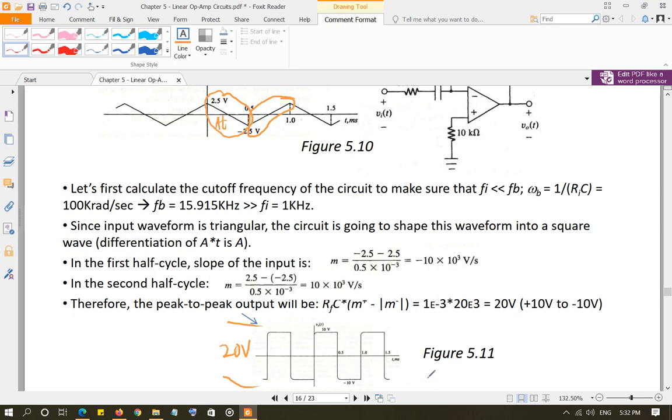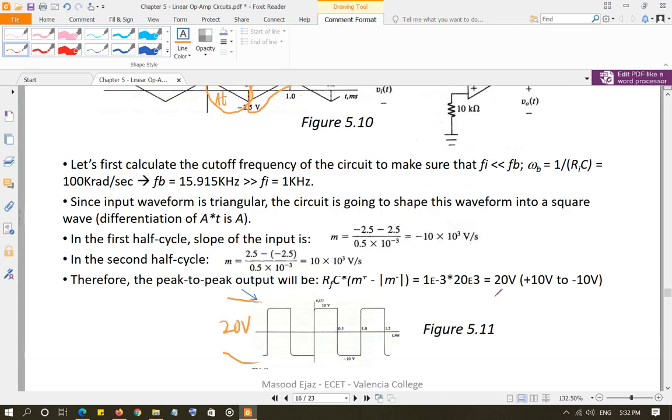So this is again an easy way to figure out the output of your differentiator circuit. And the next video will be about the phase shift circuit.